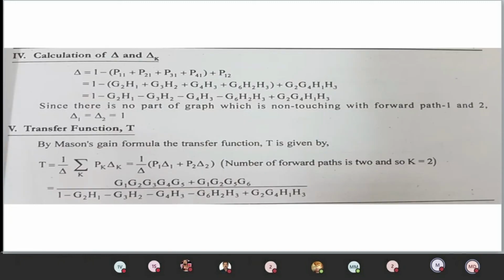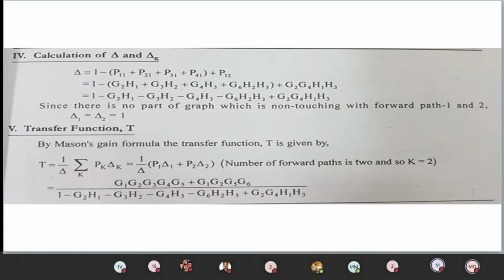Right. Now, by Mason's gain formula, the transfer function is given by 1 by del summation of P of K del of K. 1 by del, P1 del 1 plus P2 del 2. So what is P1? Forward path gain 1: G1, G2, G3, G4, G5. Del 1 is 1. Plus what is P2? Forward path gain 2: G1, G2, G5, G6 into 1. And divided by del. Del is nothing but 1 minus sum of individual loop gains plus sum of product of non-touching loops.